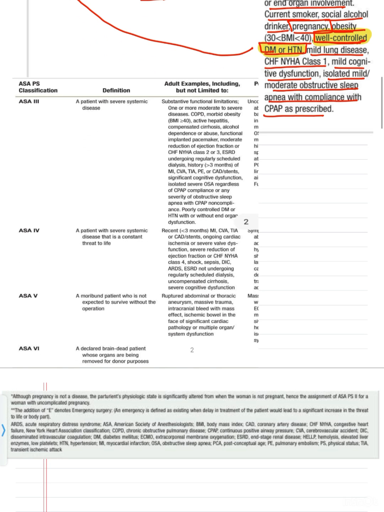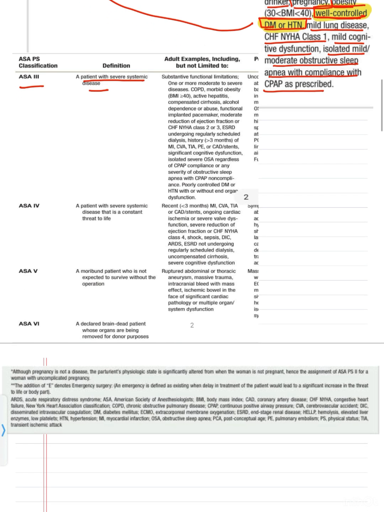Now ASA 3 is a patient with severe systemic disease. So substantial functional limitations, one or more moderate to severe diseases: COPD, morbid obesity, active hepatitis, etcetera. If the patient has poorly controlled diabetes or hypertension, with or without end organ dysfunction, that will come into ASA 3.